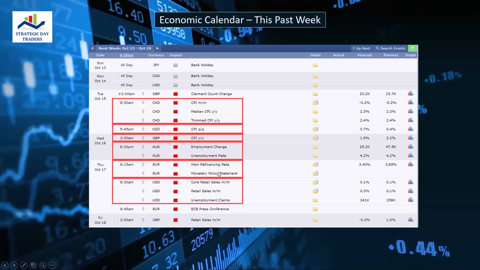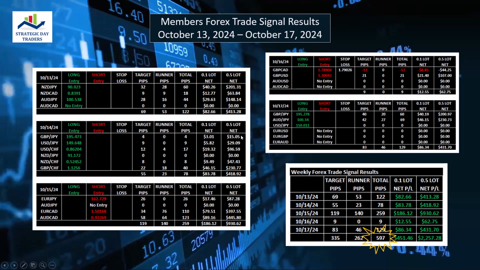And then on Thursday, we mostly had our U.S. news where we had some labor news as well. Here's how we did all together. We had about 18, 20 trades overall, about 600 pips total. And if you were trading a micro lot or half of a full lot, here is what you could have gained. These are just sample amounts.